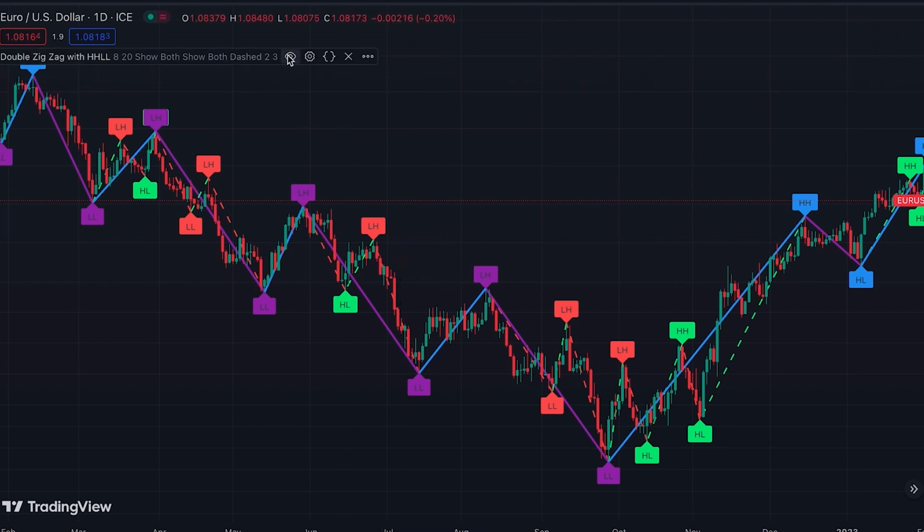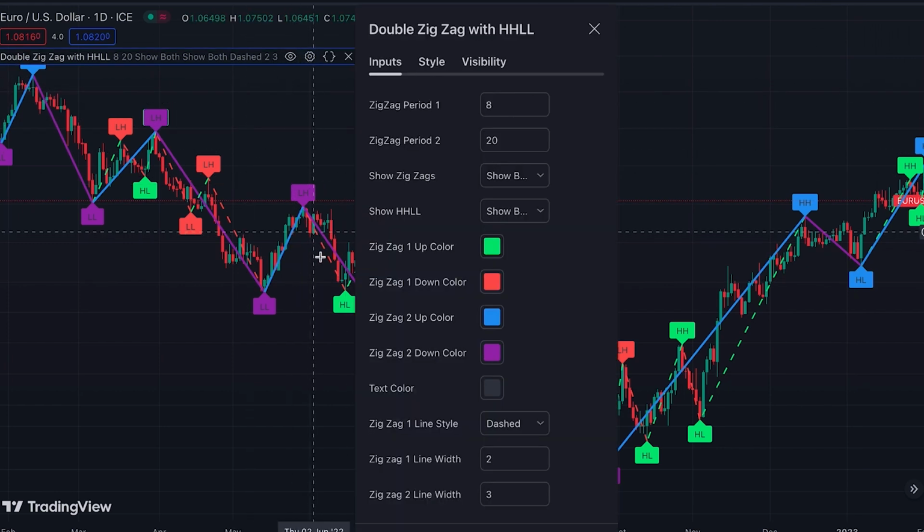As I said, two zigzags are shown simultaneously on the chart, one with a length of 8, which identifies every turning point of the market, including the shorter ones, and the other with a length of 20, which identifies longer turning points of the market. For the shorter one, the labels and lines are shown in green and red color, and for the longer zigzag, the labels and lines are shown in blue and purple.